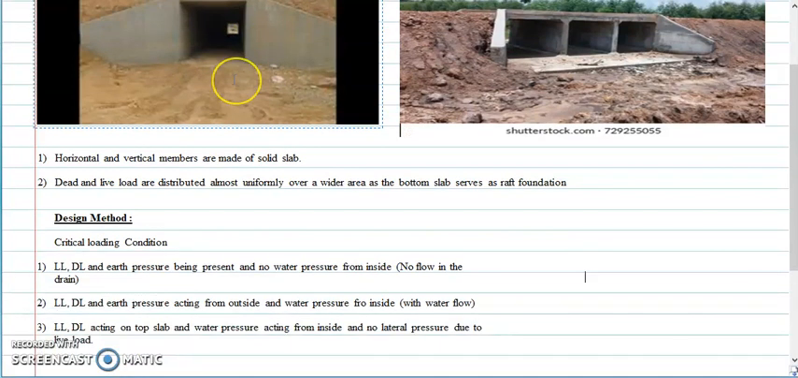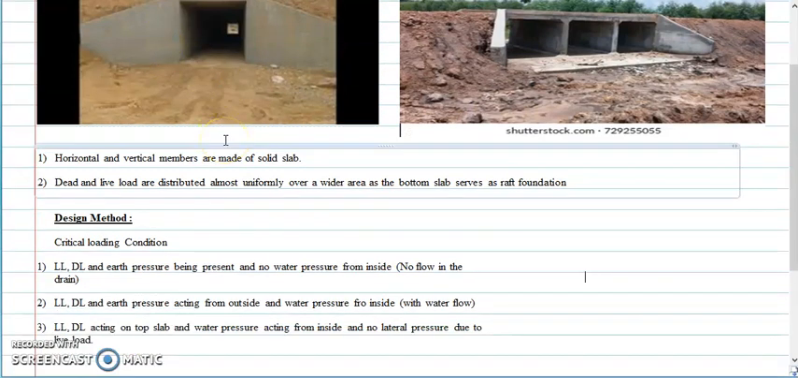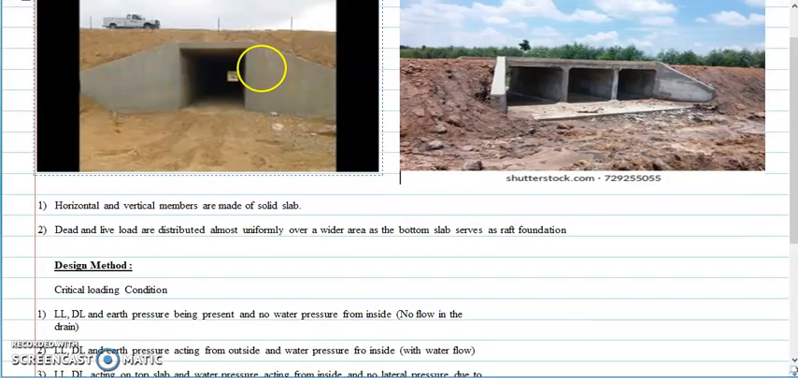Okay. The second critical loading condition is there will be a live load, there will be a dead load and earth pressure acting from outside and water pressure from inside. So there is a flow of water in the drain. So there will be a lateral earth pressure from outside and water pressure from inside. And the third critical condition is you have to consider the live load and dead load acting on top slab and water pressure acting from inside and no lateral pressure due to live load. So there won't be any lateral pressure acting due to live load.